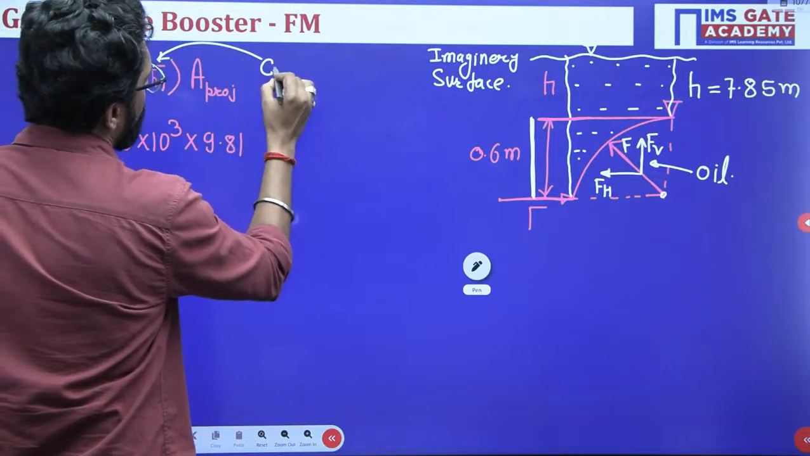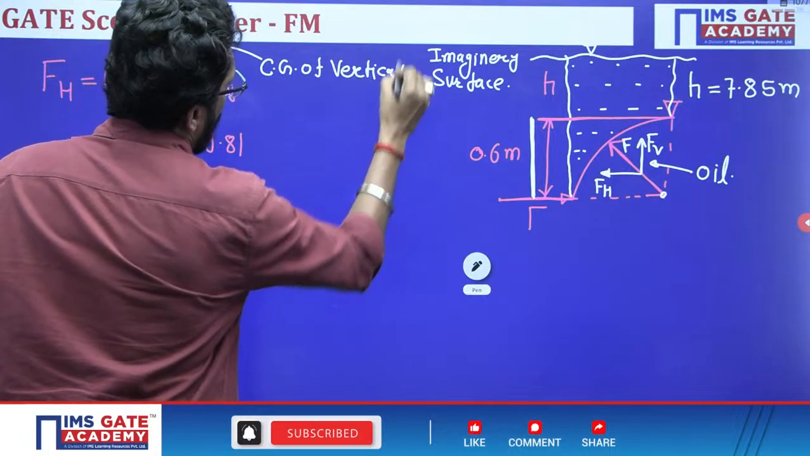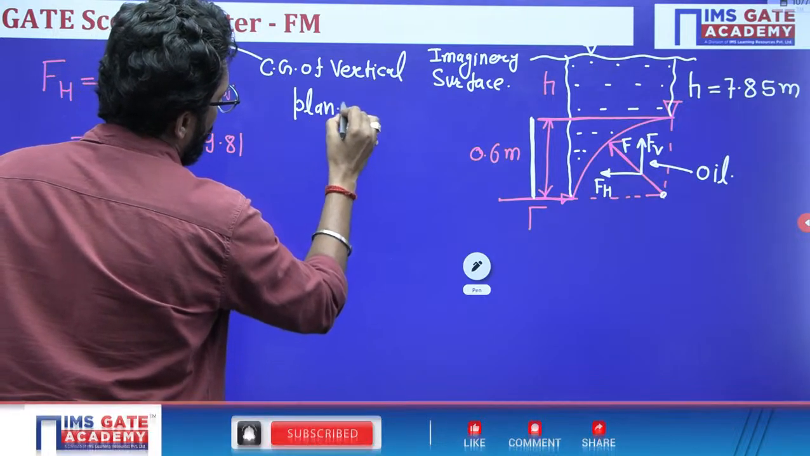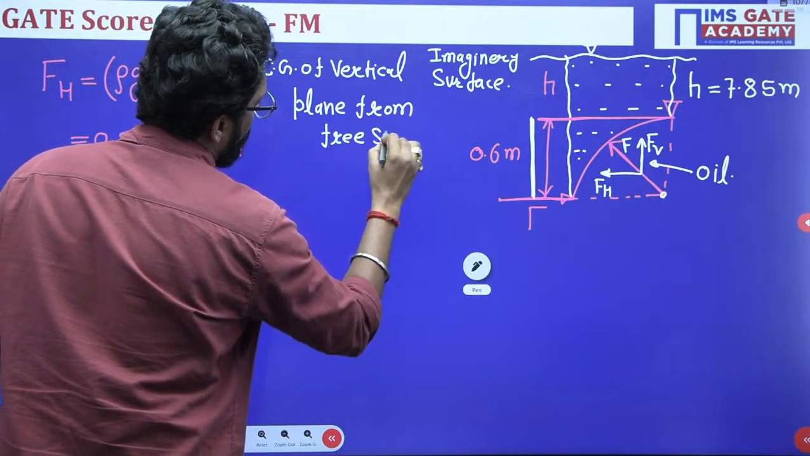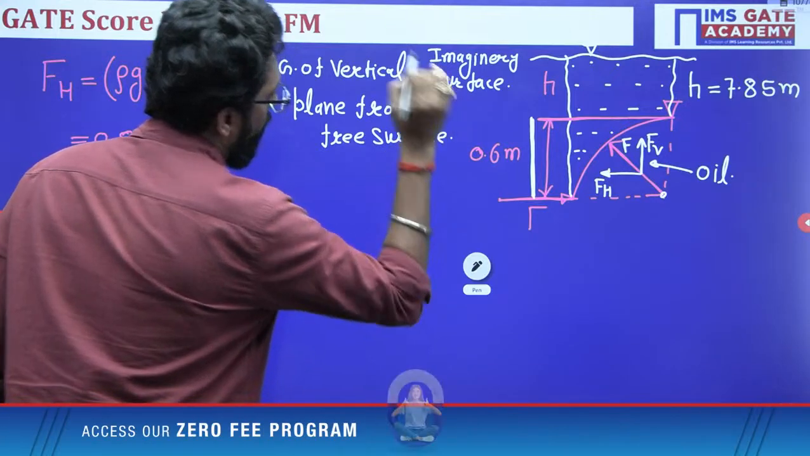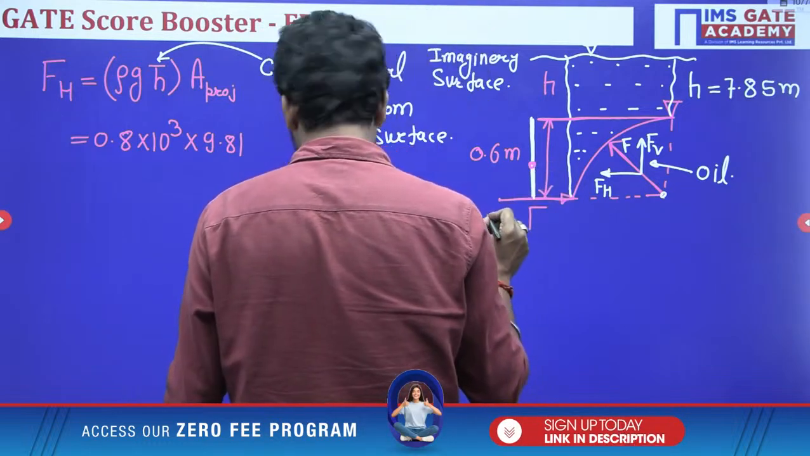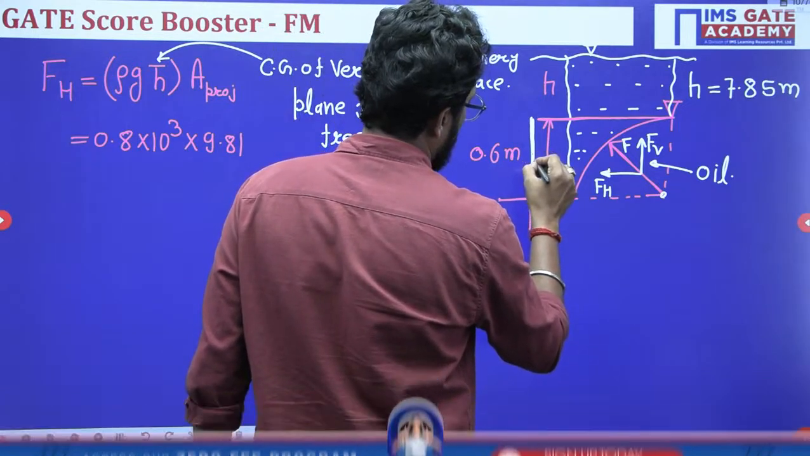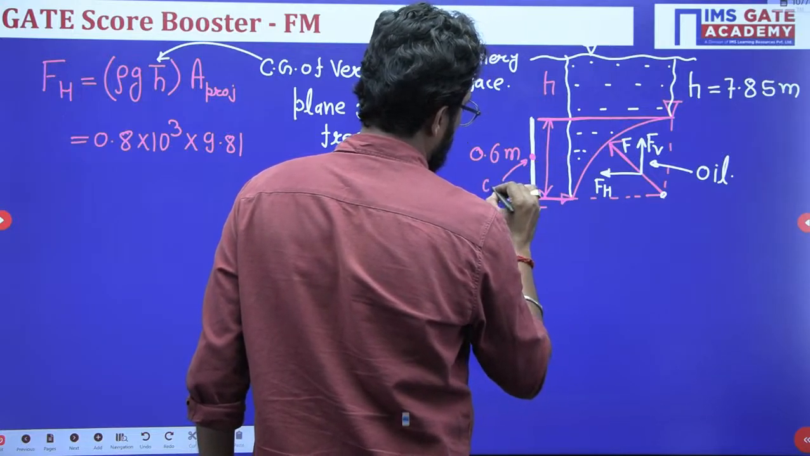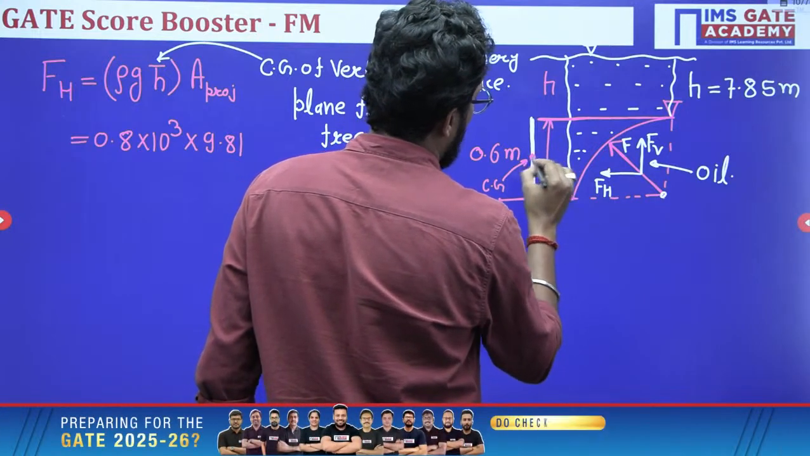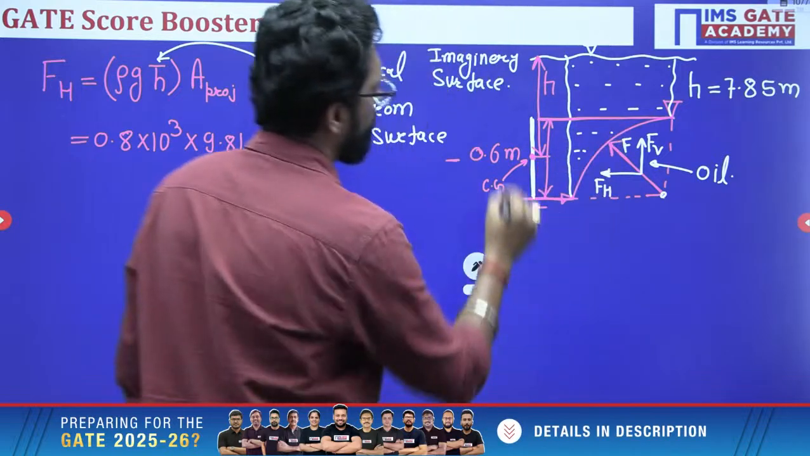CG of the vertical plane from the free surface. So let's suppose this is the point where it is the CG. This is the point of CG. And this is CG up to the free surface. Up to the free surface, this is H bar.